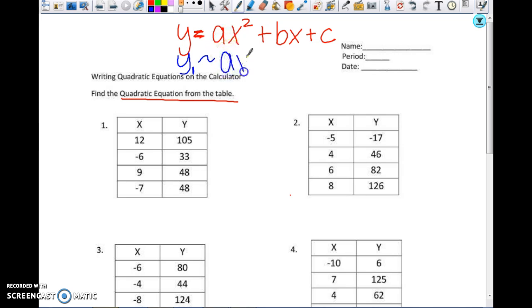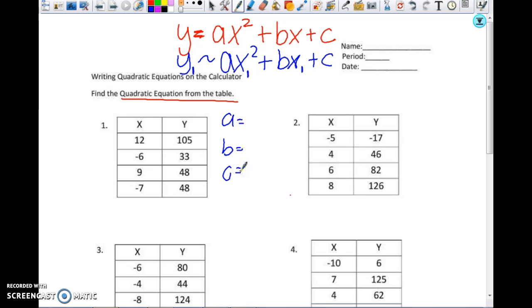Then you do a x1, we still need to square it, plus b x1, plus c. Okay? And this is how you enter it. And it'll give you the equation. So what it'll do is it's going to give you the a, the b, and the c, and you'll put it together in the equation.